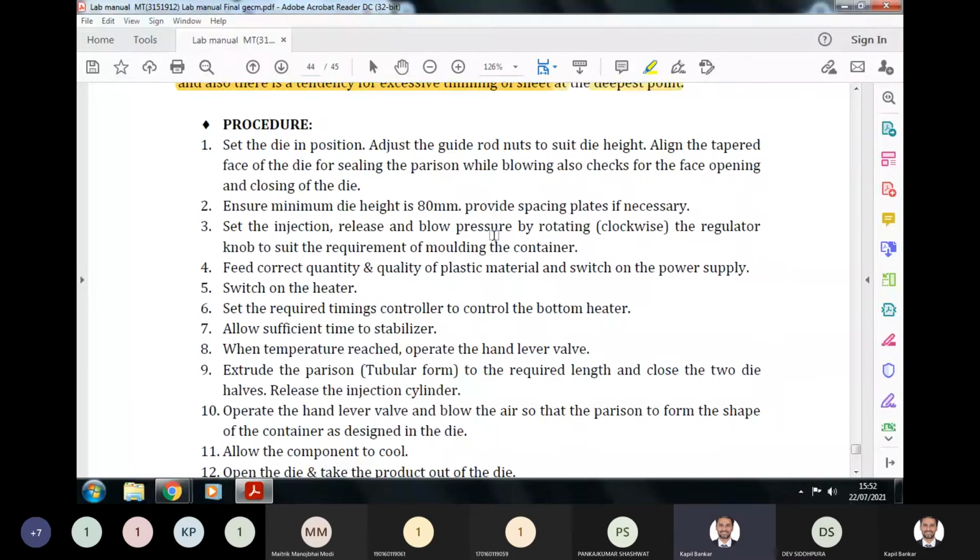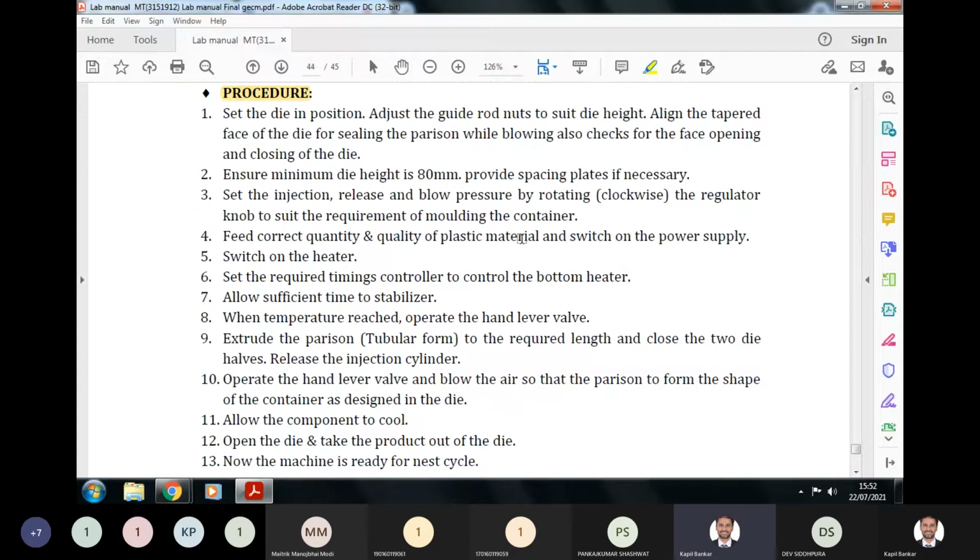Now the procedure for this particular system. Step number 1: set the die in position and adjust the guide rod nut to suit the die height. You can adjust the die height according to the position of the machine and die, and then align the tapered face of the die for sealing the parison. Here a new word has arrived: parison. Parison is nothing but a hollow plastic tube.